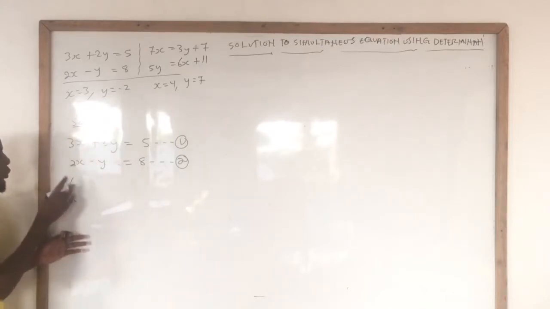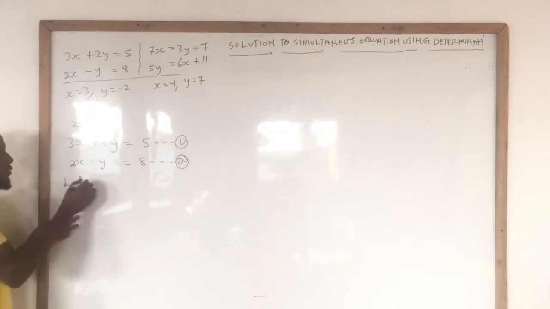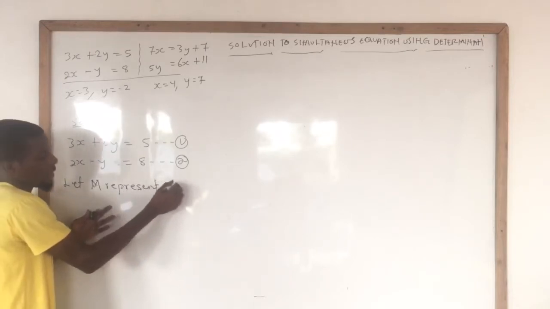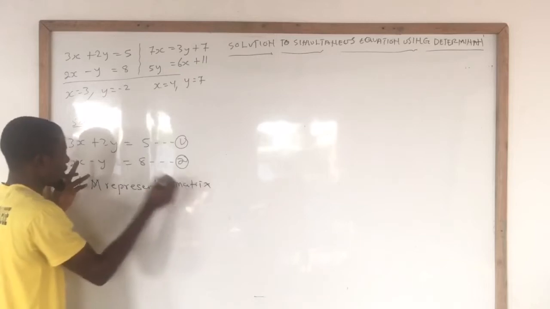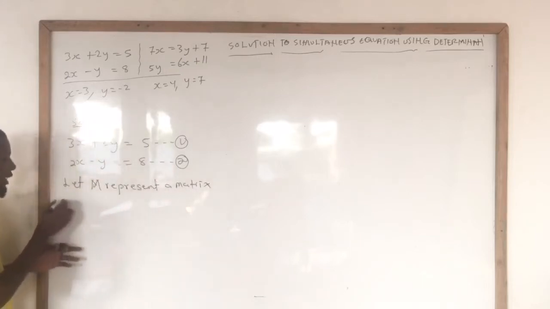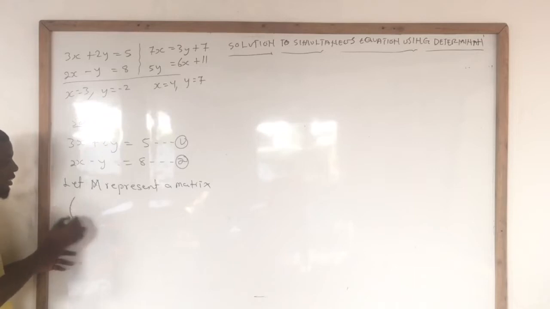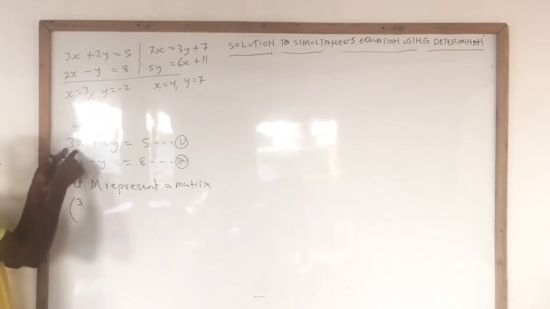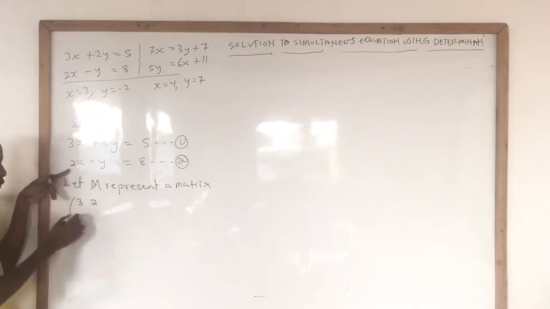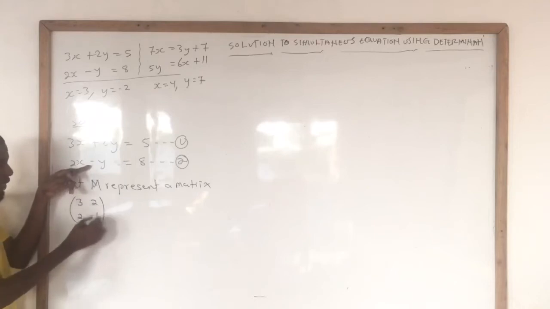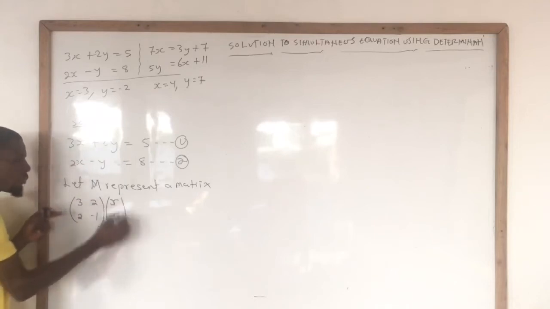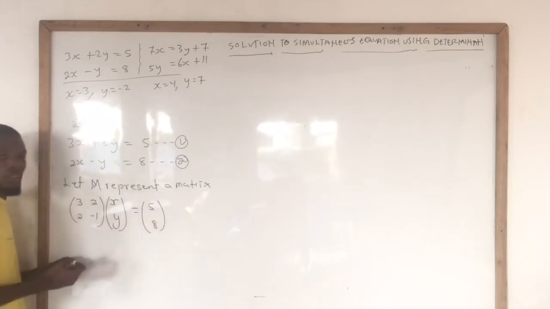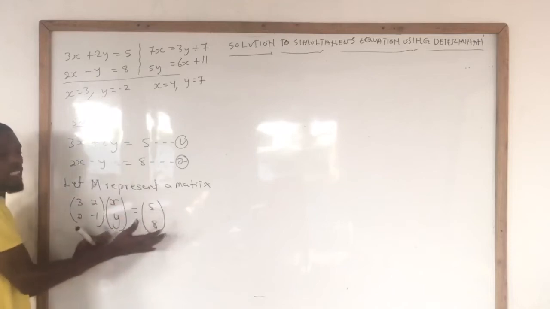What I mean is that, if we let m represent the matrix of this equation, then writing this in matrix form, we have 3, 2, and then 2, -1. Then we factorize the variables out: x, y equals 5 and then 8. Okay, so I've extracted this and made it in matrix form.